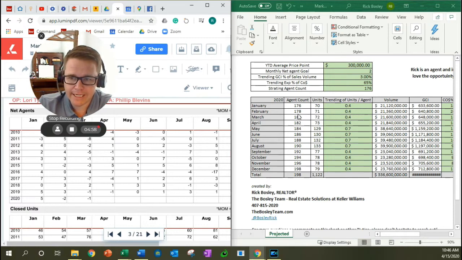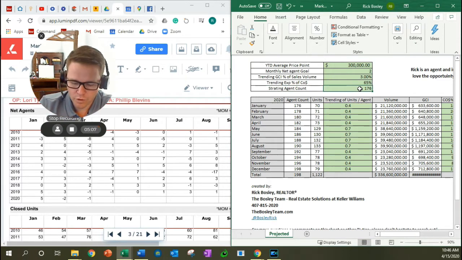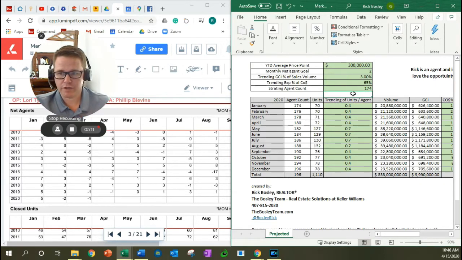And then actually starting agent count, this says trading. Let me go ahead and change that before you get the link. We are going to put 174, because if you want a net 2, then you want to end up with a net 24. So there we go. That's where we ended last year.